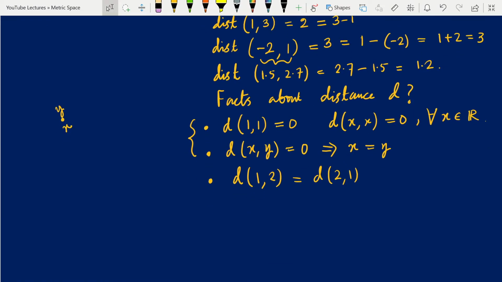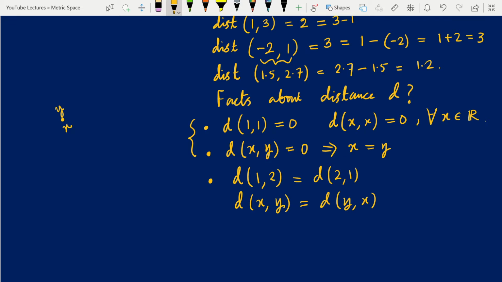That means, so what is this? This says that the distance between x and y should be the same as the distance between y and x, and this should be true for all real numbers x and y, that I'll write later on. So this is again a very intuitive thing that a distance function should follow. That means the distance between Siliguri and Kolkata will be the same as the distance between Kolkata and Siliguri. This is a very trivial fact that any distance function should follow, right?